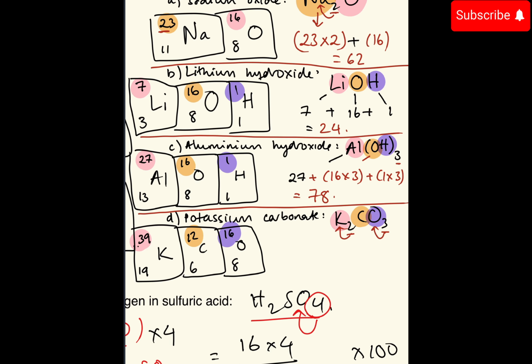So potassium is 39. So 39 multiplied by 2 plus 12 on its own, plus oxygen, which is 16 multiplied by 3. And that gives me a value of 138. And there you have it.